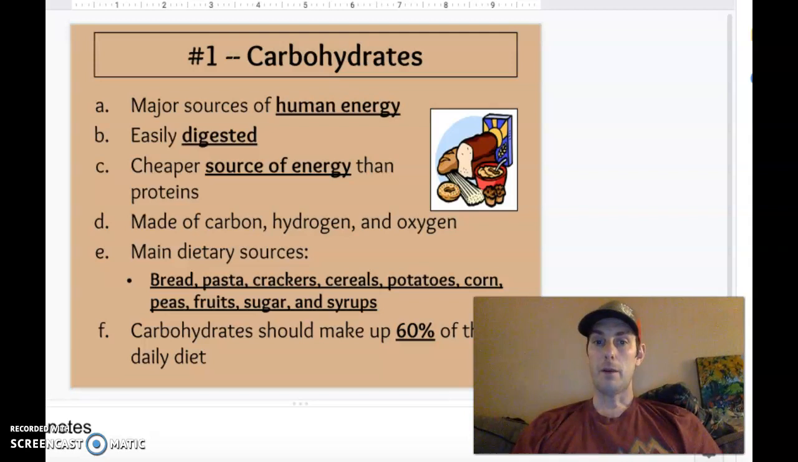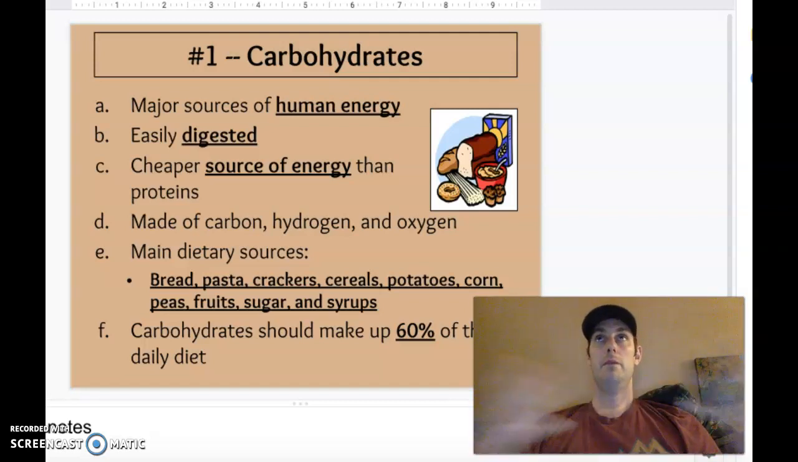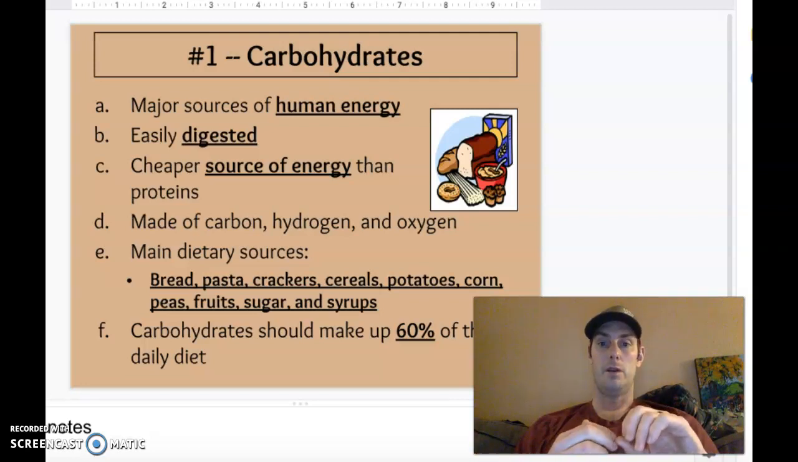Where can you find carbohydrates? Carbohydrates are found in bread, pasta, crackers, cereals, potatoes, corn, all fruits, all vegetables, although some vegetables are very low in carbohydrates, but most of them have lots of carbohydrates. Sugars are all carbs, syrups, anything that has that. And of course, foods that have multiple different things in them may oftentimes contain carbohydrates as well.